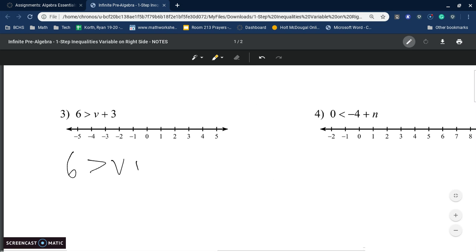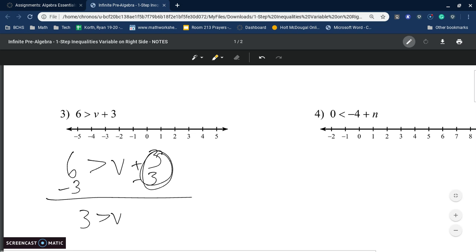All right. Remember that we're looking, where is the variable? The variable is over here. What is next to the variable? +3. I want v to be completely by itself. How can I get rid of +3 so that v is completely by itself? We're going to subtract 3 on both sides. This is now 0. So we have 3 is greater than v.